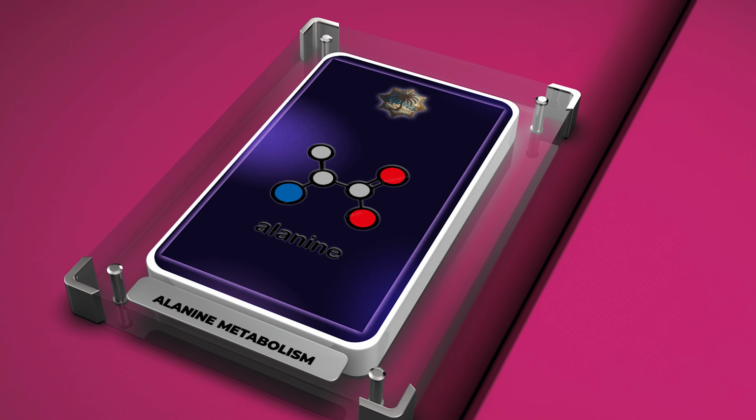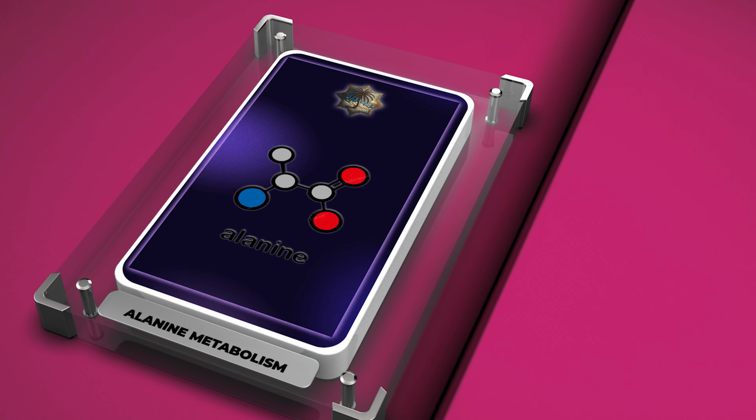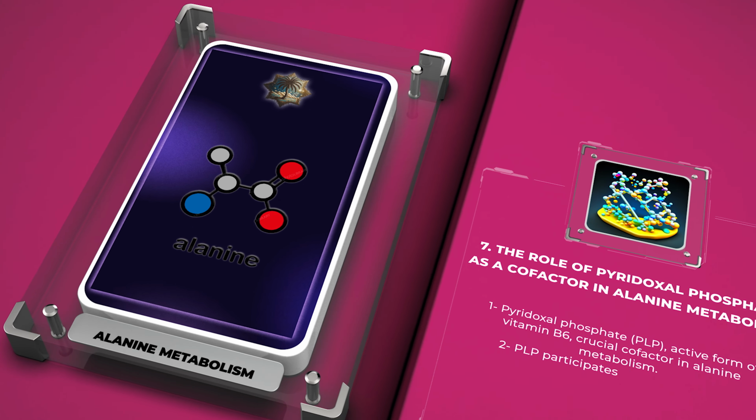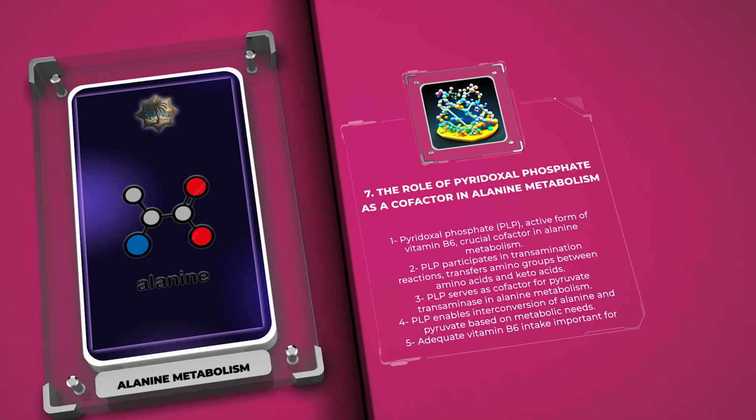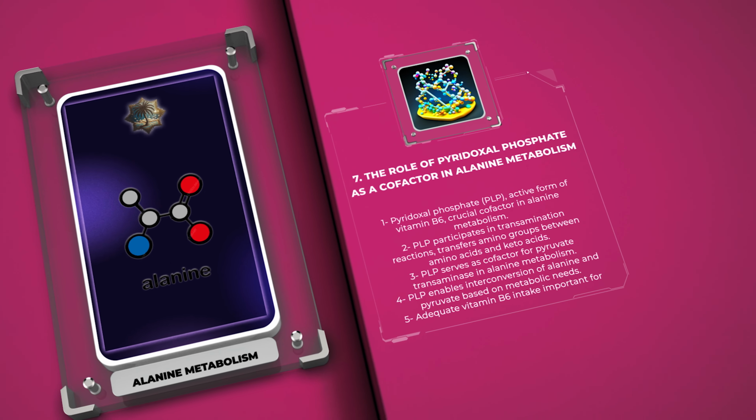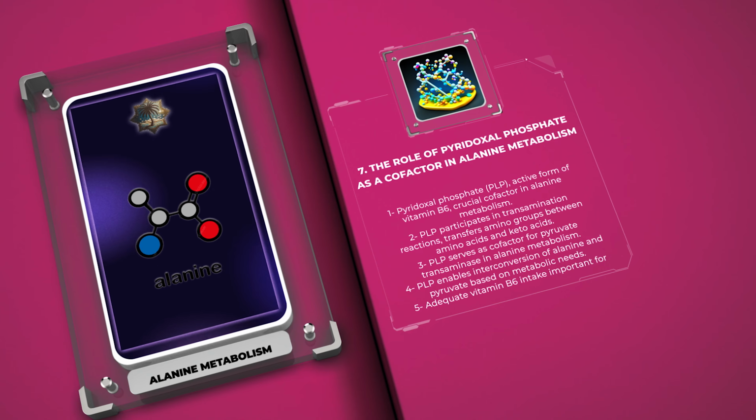Pyridoxal phosphate, PLP, the active form of vitamin B6, functions as a crucial cofactor in alanine metabolism. PLP participates in transamination reactions, facilitating the transfer of amino groups between various amino acids and their corresponding keto acids.